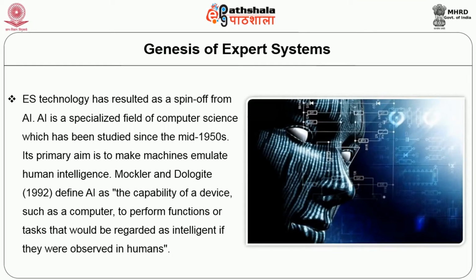Expert system technology has resulted as a spin-off from artificial intelligence. Artificial intelligence is a specialized field of computer science which has been studied since the mid-1950s. Its primary aim is to make machines emulate human intelligence. According to Mockler and Dolgate in 1992, artificial intelligence is the capacity of a device such as a computer to perform functions or tasks that would be regarded as intelligent if they were observed in humans.